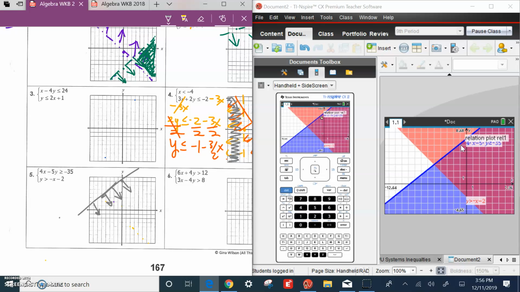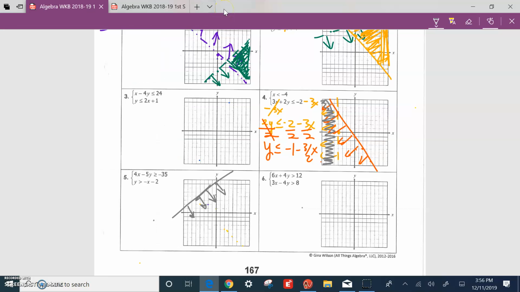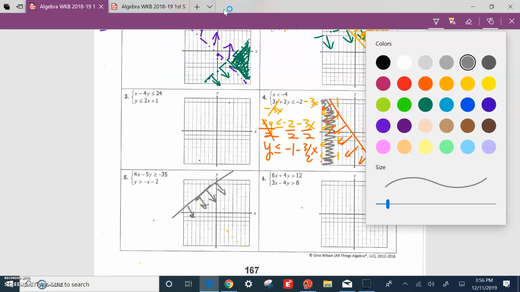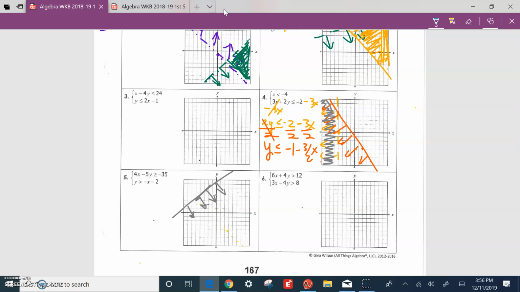Alright, on the next one, we can copy it from the calculator. You can see it crosses the y-axis at 2. And then it's going down 1 over 1, down 1 over 1. So let's go back so I can change the color. So it's at negative 2. We're going down 1 over 1, down 1 over 1. Backwards, up 1 over 1, just to extend my line. Okay. And it is a dashed line on this one because it is the greater than. And greater than we shade above.